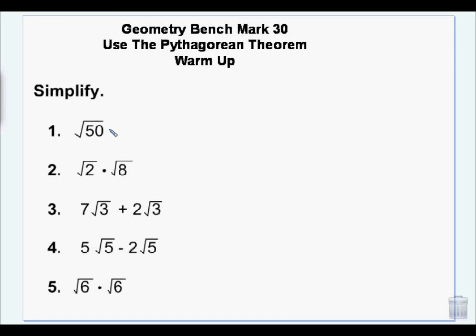50. 50 is the same thing as 25 times 2, right? And 25 is a perfect square. So if I take the square root of 25, that's 5. And then this 2 gets left behind. Okay.